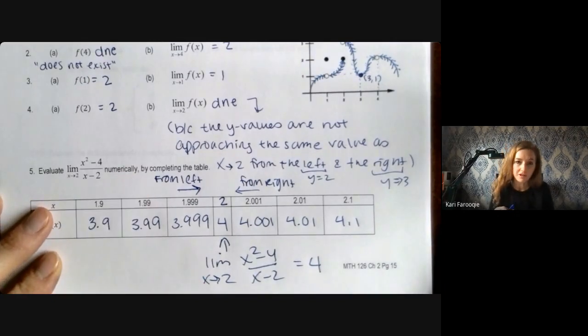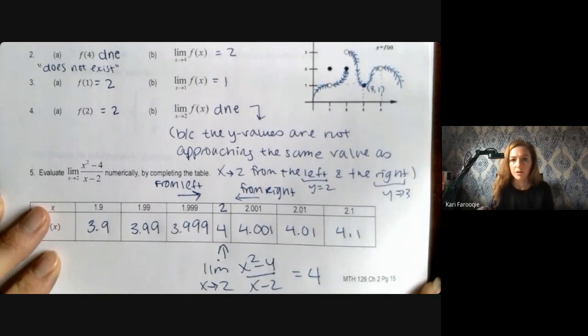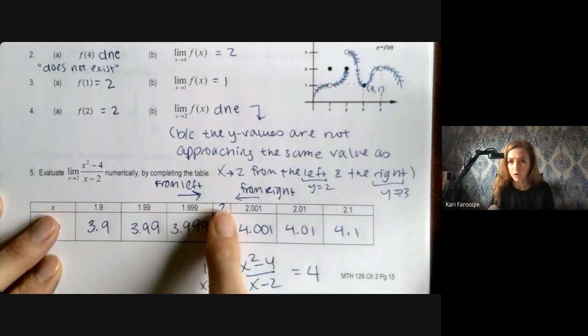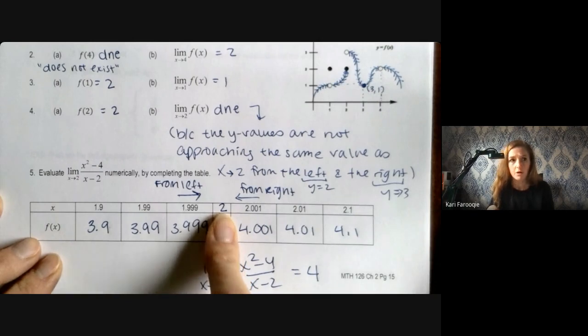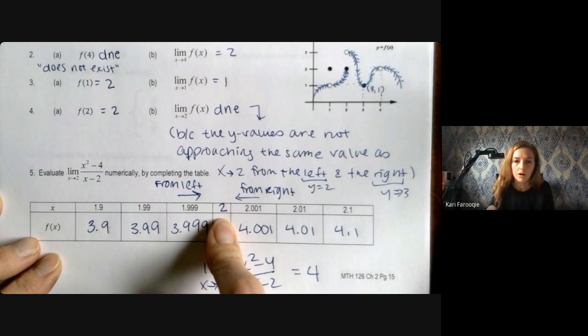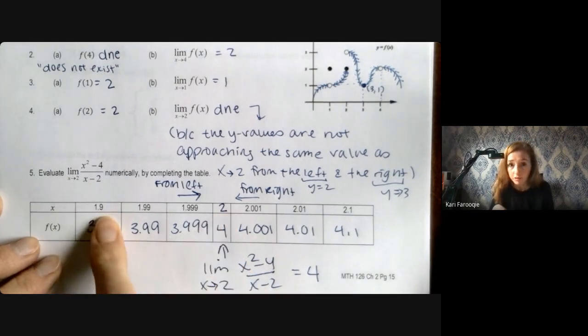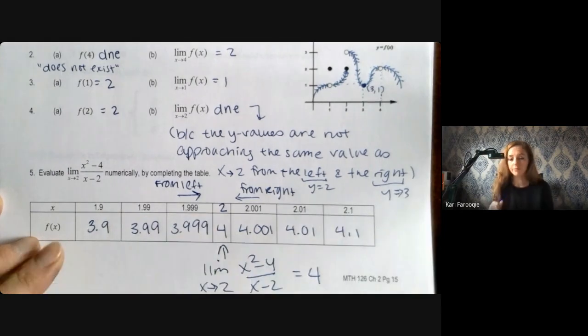If I put this on an exam, I'm probably going to put the table down for you, just because I don't want anybody guessing about what numbers to use. But always use values that get super close to your number. Like if I'm looking at what happens as x approaches 2 from the left, I'm not going to say 1.1, 1.3, 1.4. Those numbers aren't that close to 2. I want to start out close, and then I want to get even closer.